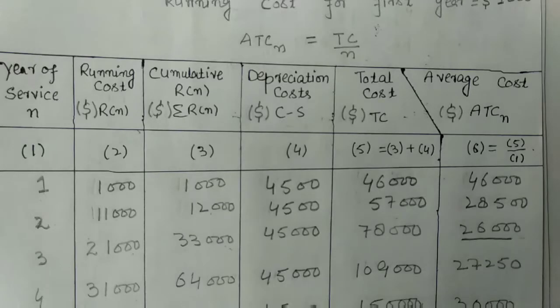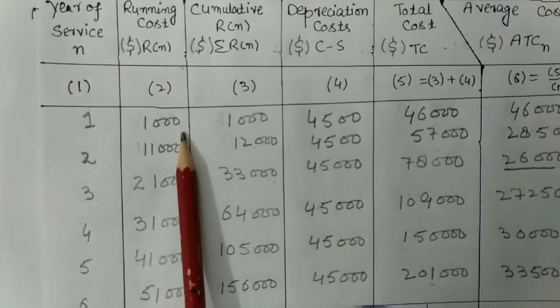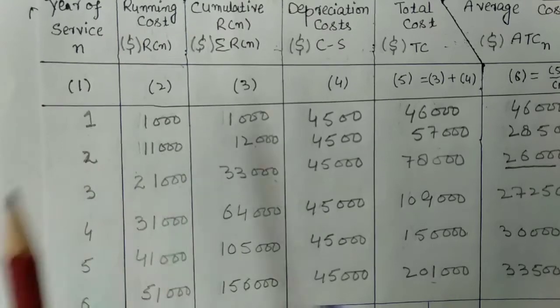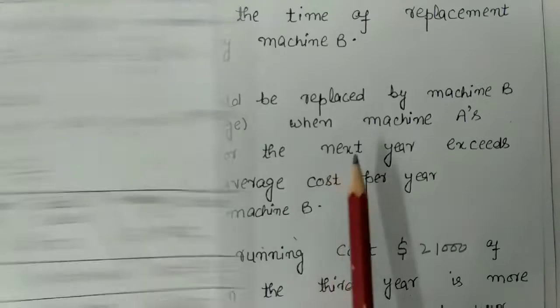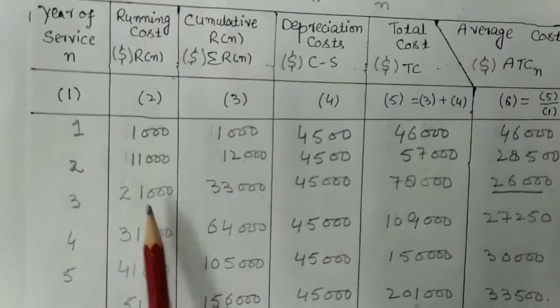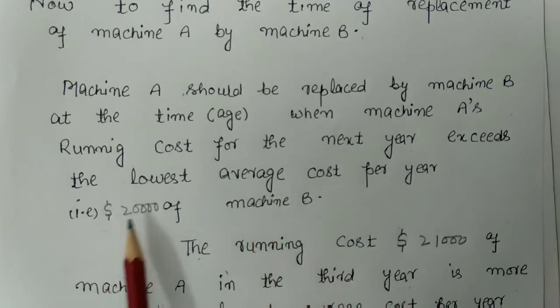Now I will look at the running cost for machine A. For the first year it is 1,000, for the second it is 11,000, and for the third year it is 21,000. It means that for the next year, that is the third year, it exceeds the lowest average cost for machine B, which is 20,000.